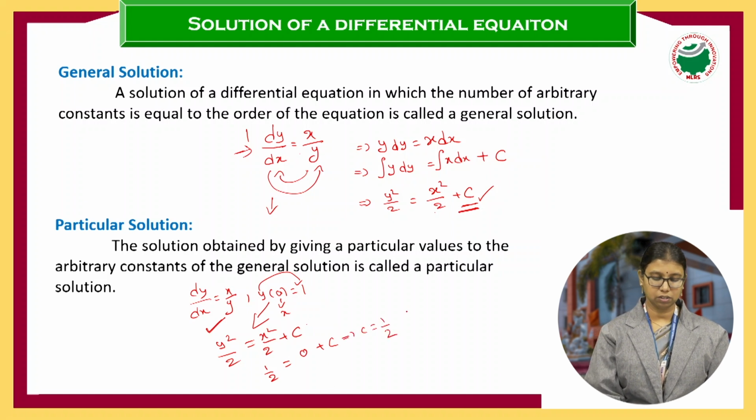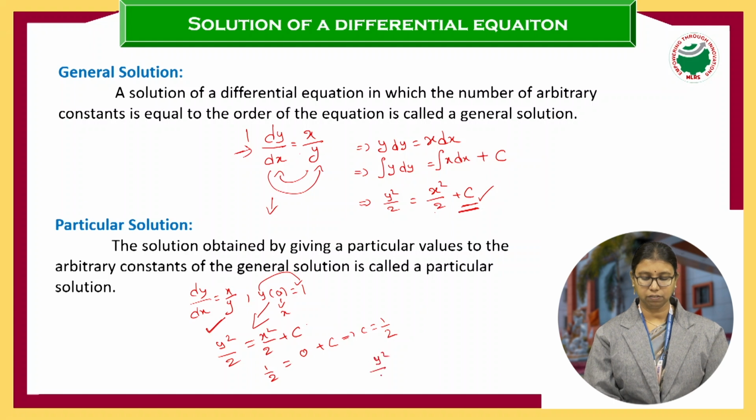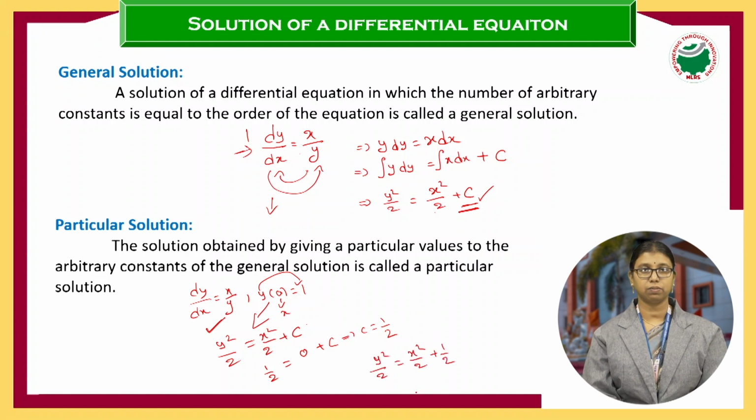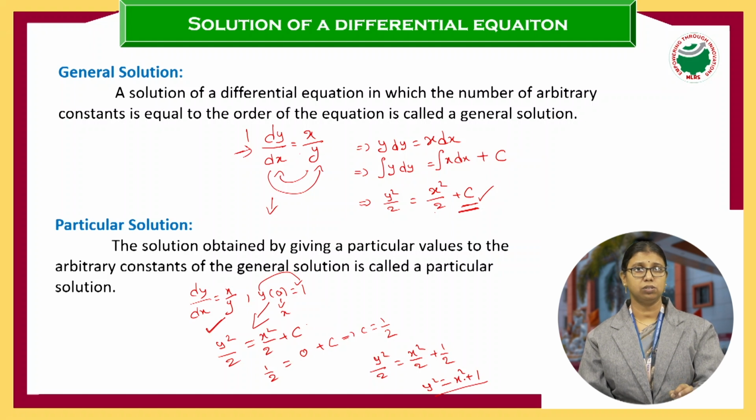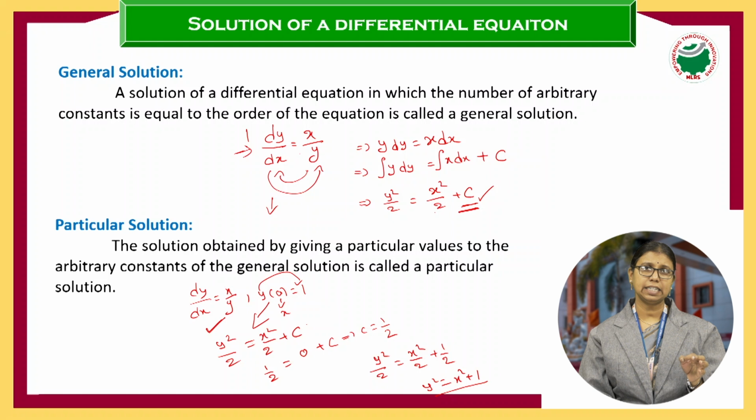Now use this integral constant here, then you will get the final solution as y square by 2 equal to x square by 2 plus 1 by 2. That means simply y square equal to x square plus 1. These types of solutions are called particular solutions. That means if you simplify the arbitrary constant by using an initial condition in the general solution, that gives your particular solution. So these are the basic types of solutions for a differential equation.